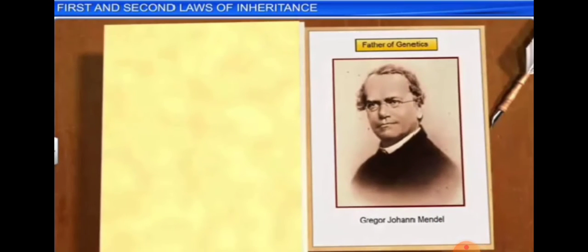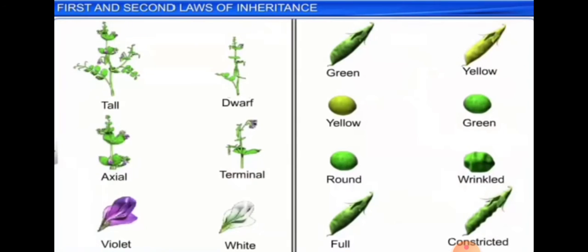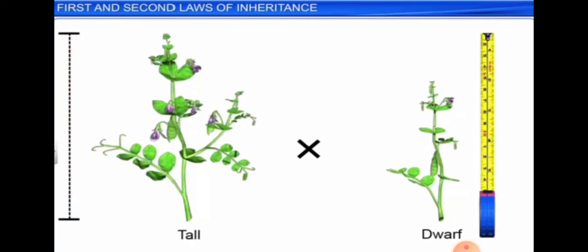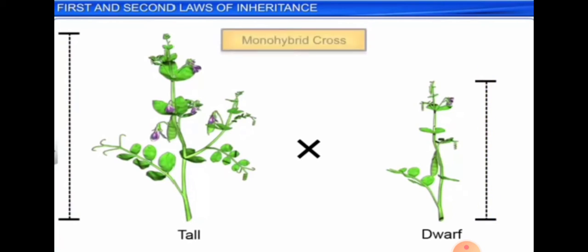Gregor Johann Mendel played a vital role in discovering the laws of heredity. He carried out several hybridization experiments with true breeding pea lines which had sharply contrasting characters. One such experiment was the crossing of a tall and a dwarf pea plant. Since the cross was between plants that differed in a single trait, that is height, in this case Mendel called it the monohybrid cross.